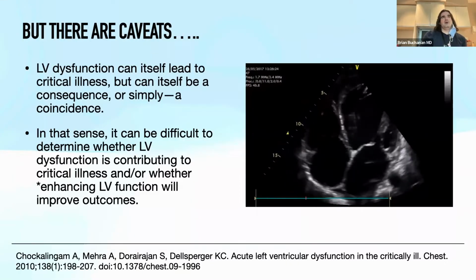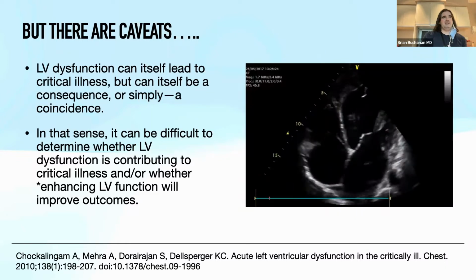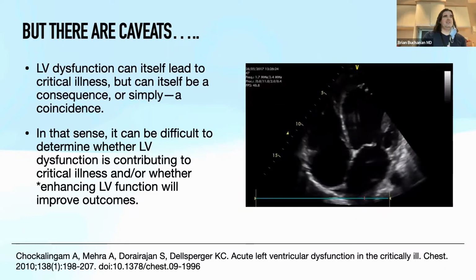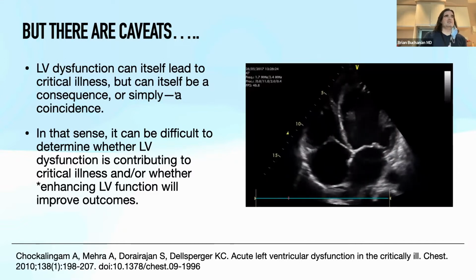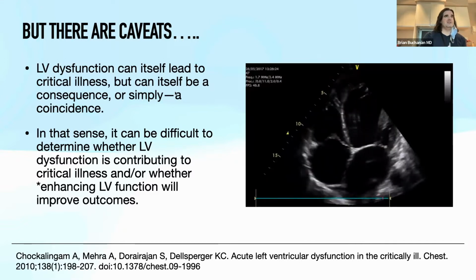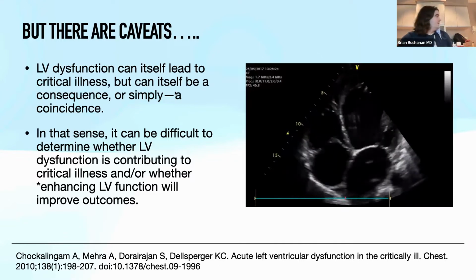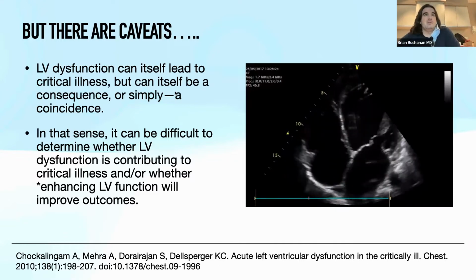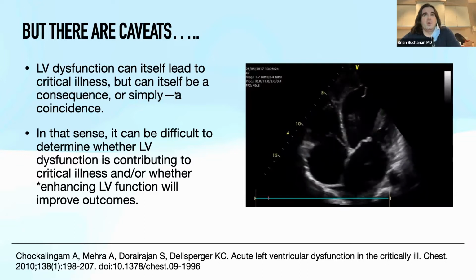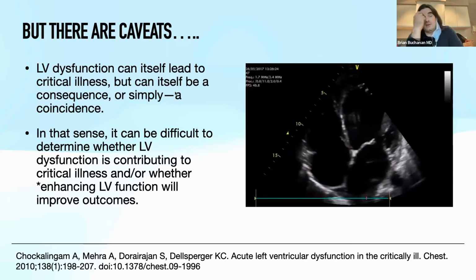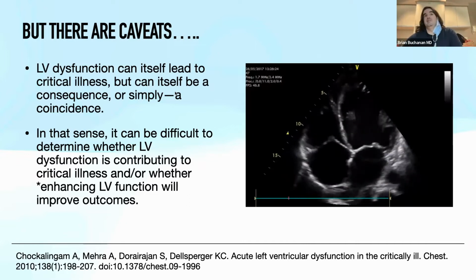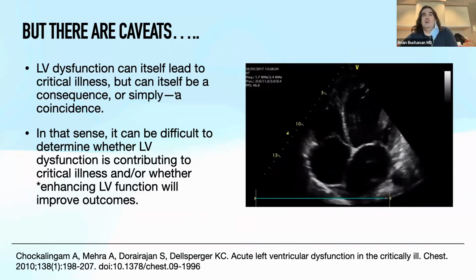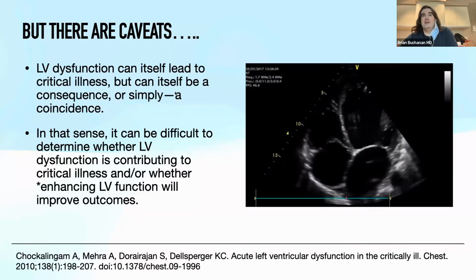Of course, there are plenty of caveats. LV dysfunction itself can lead to critical illness for sure, but it can also be a consequence, such as myocardial dysfunction in sepsis, or simply a coincidence. A patient with myocardial dysfunction who presents with pneumonia is a prime example where finding the dysfunctional heart certainly has not really helped you, and it may in fact just confuse you. So be mindful of that. Yes, echo can answer certain questions, but it is certainly no panacea.